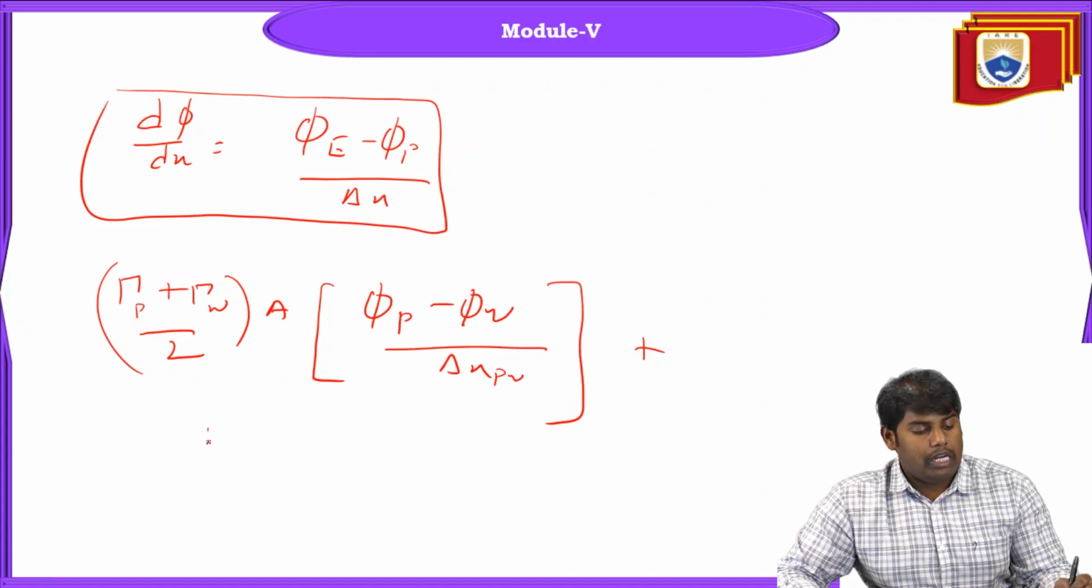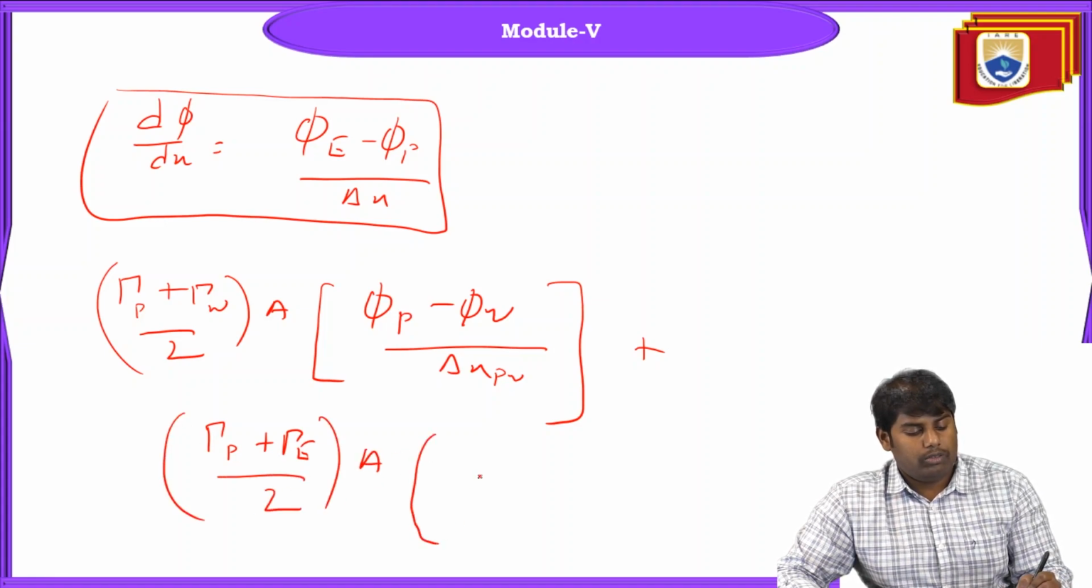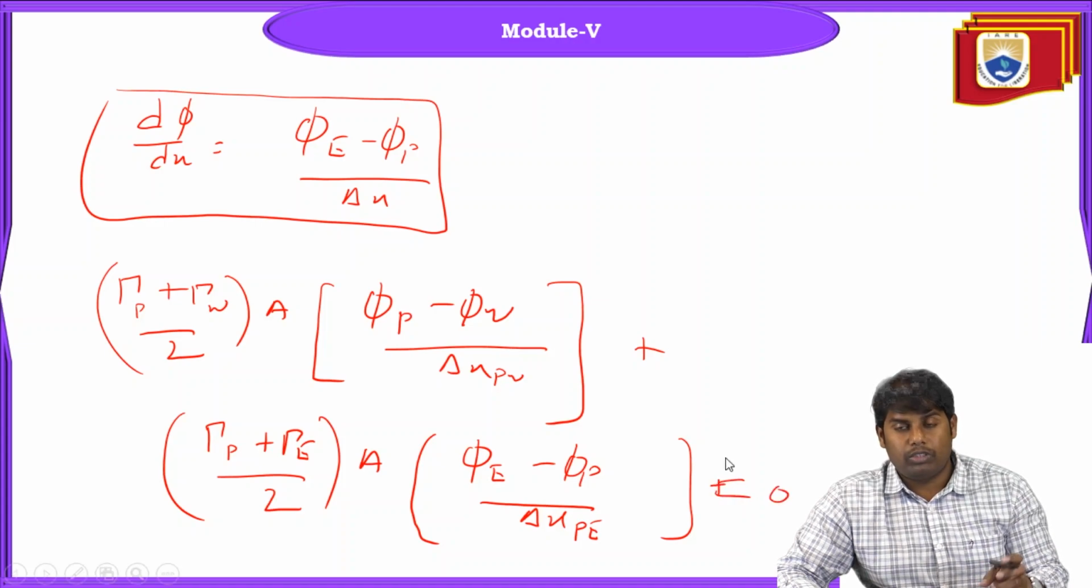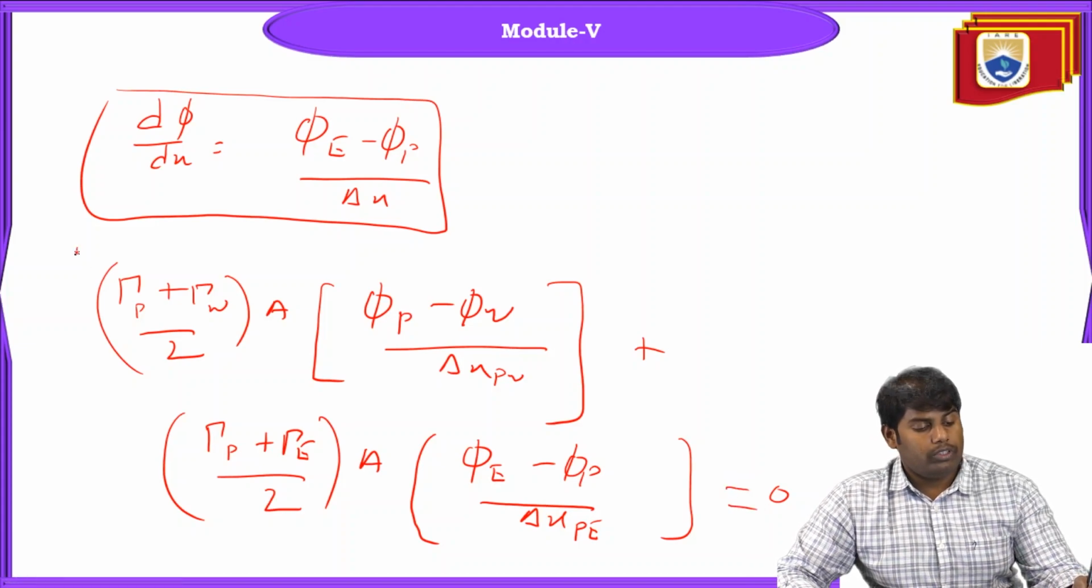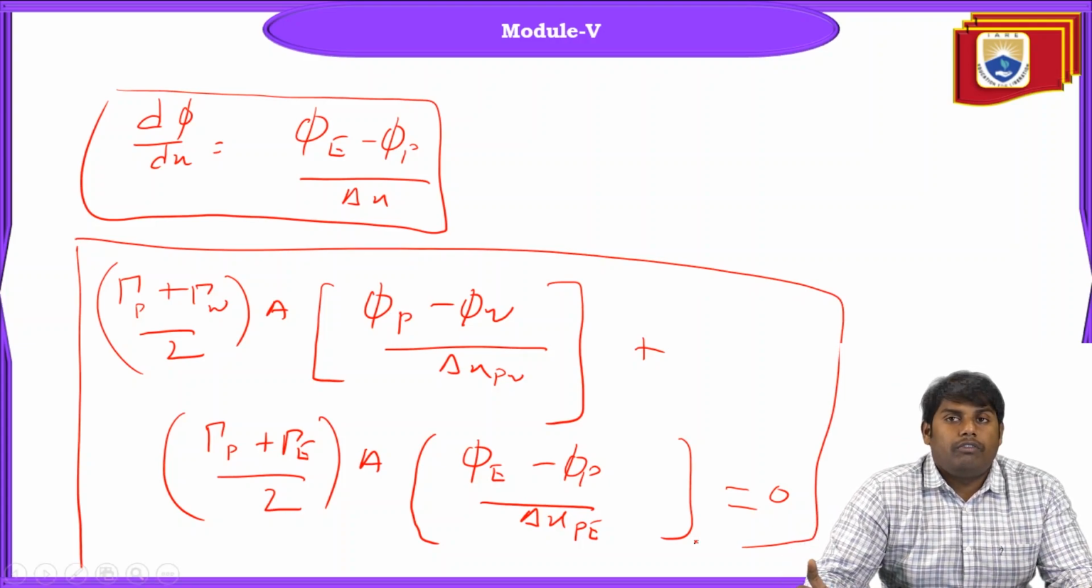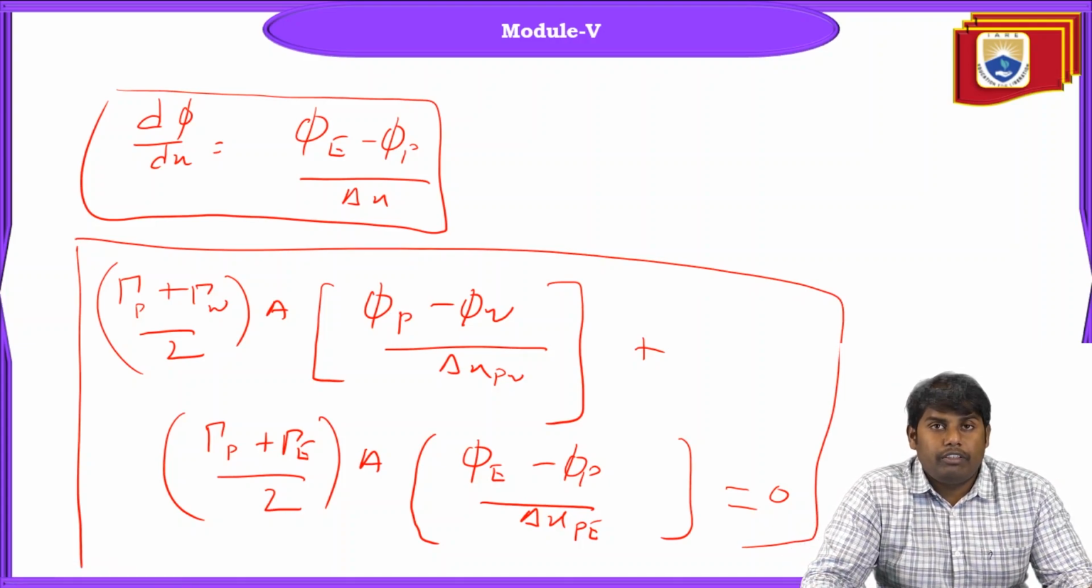Plus, next you have gamma of P plus gamma of E divided by 2, into A, into phi E minus phi P divided by delta x PE, plus the source term. If we don't have a source term, we just take it equal to 0. So this is what we have. This is the general formulation for the diffusion term.